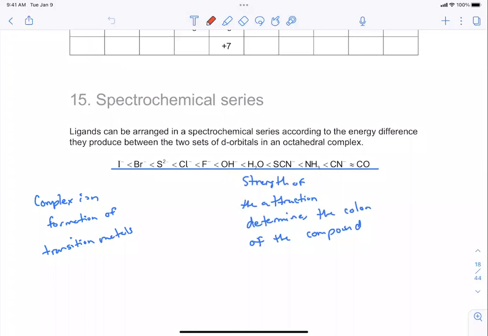So if you're looking at I minus, that's going to absorb the lower energies of color like red, orange, and yellow. So you'll see blue and violet and things like that. But up here with the NH3, the CN minus, and the CO, that absorbs more of the higher end colors like green, blue, and violet. So you'll see more red and orange in there as well. That's the main idea I want you to take from this: the greater the attraction on this list, the larger the split, which means the higher energy is absorbed.